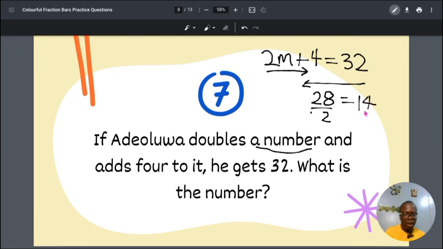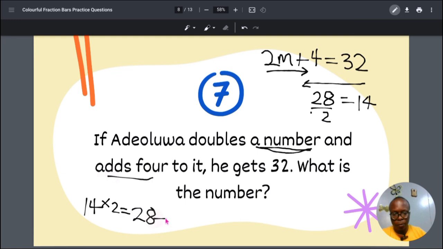Now let's run a check. So Adeolua doubles a number. We know the number already is 14. So we want to run a check down here. If he doubles it, that means times 2. That will give me what? 28. Right? 14 times 2, 28. And then the question says add 4 to it. 28 plus 4 gives us 32. So that means that my 14 is actually the right one.